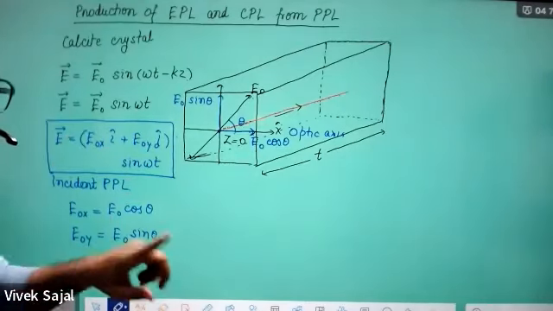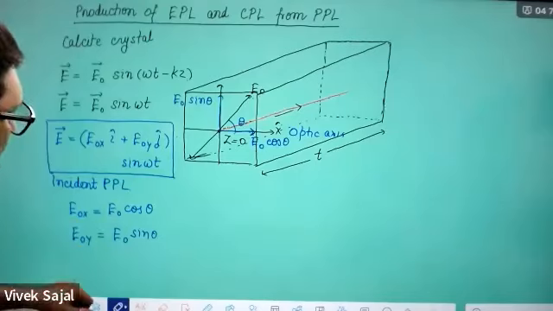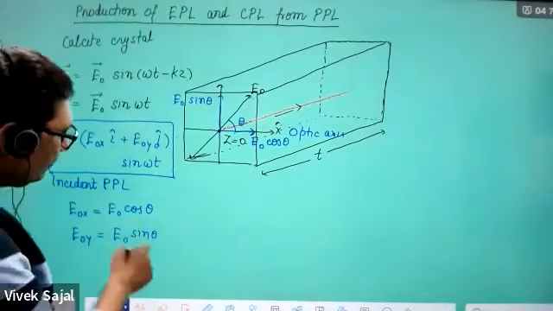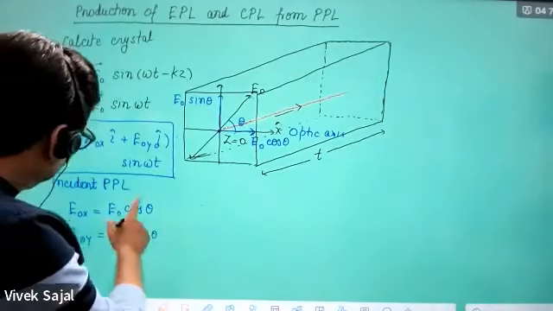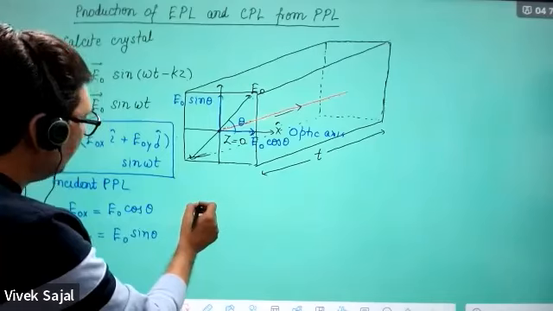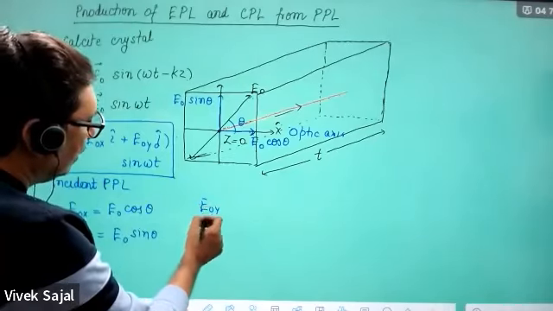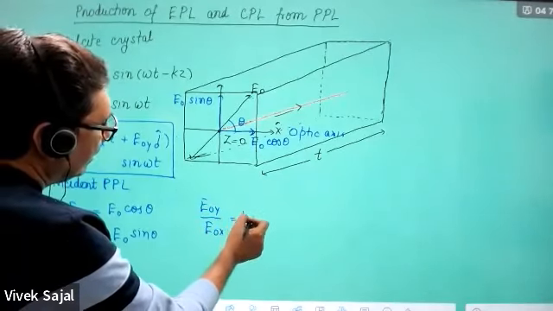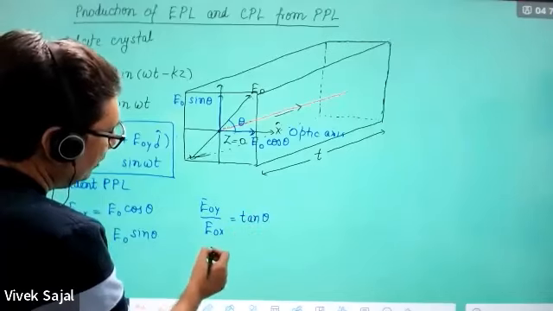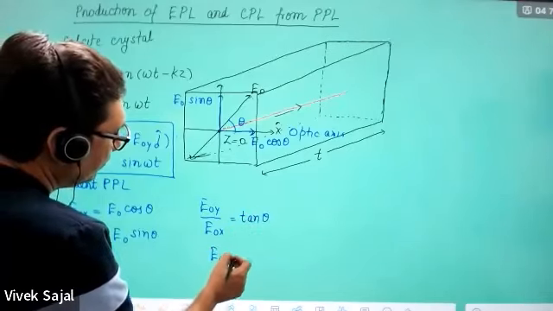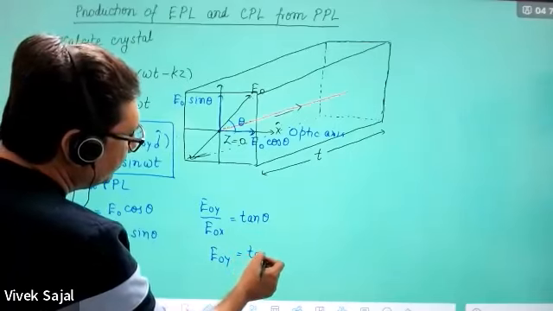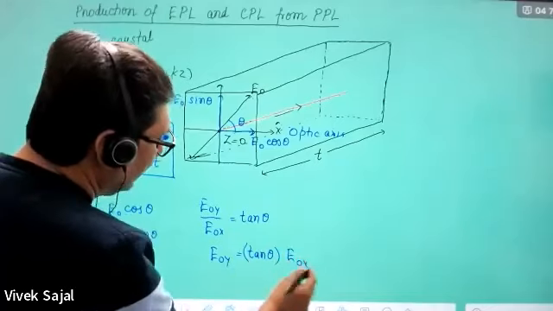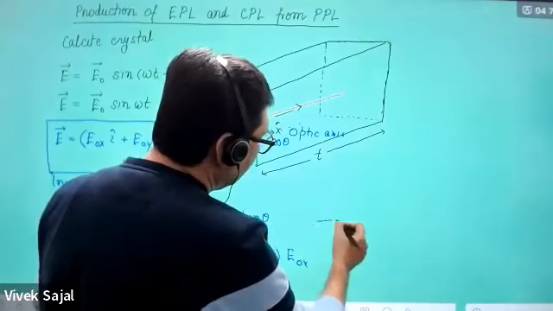Why is this plane polarized light? Try to understand. If you divide these two equations directly, you can observe why this is plane polarized light. You will find that E naught y upon E naught x is tan theta. So E naught y is tan theta times E naught x.